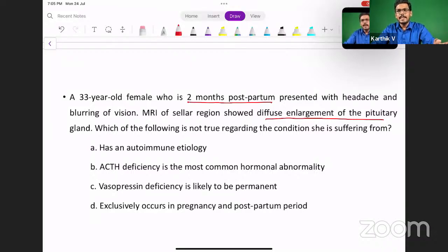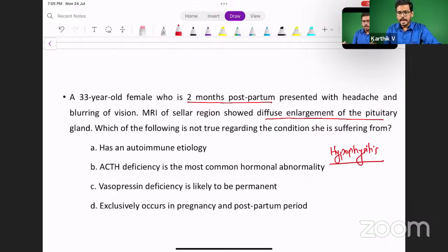Now, you must have had an idea. In a postpartum female with diffuse enlargement of the pituitary gland, you should think of the possibility of hypophysitis. So what do you mean by hypophysitis? It is the enlargement or inflammation of the pituitary gland, and the scenario of the condition occurring in the postpartum period makes you think of the possibility of lymphocytic hypophysitis. So essentially the question is, which of the following is not true regarding lymphocytic hypophysitis?